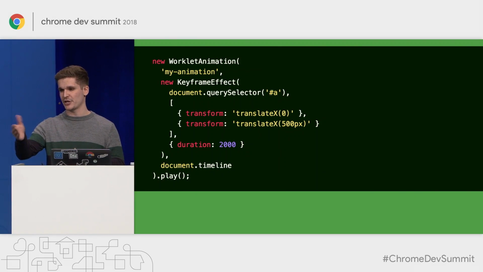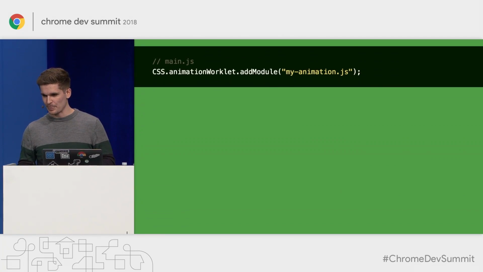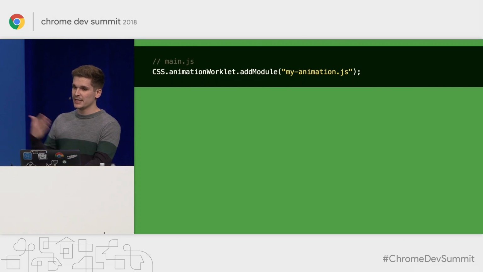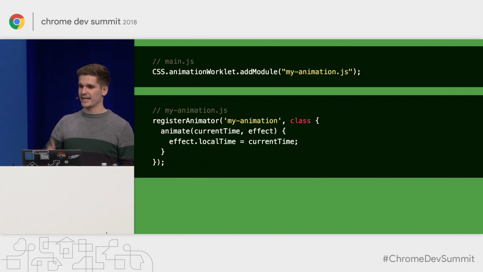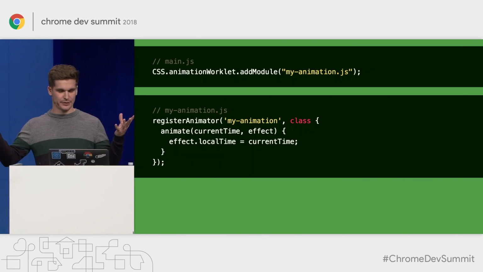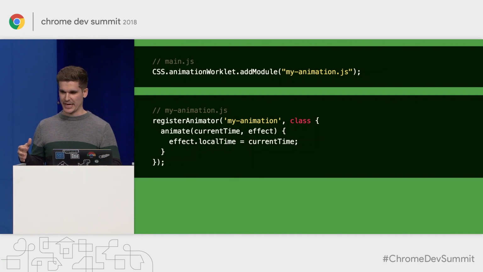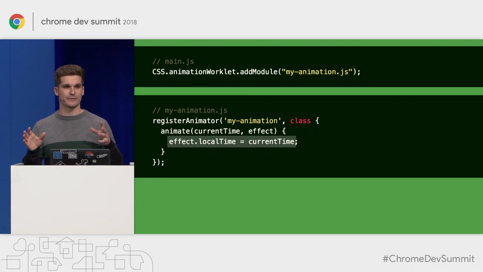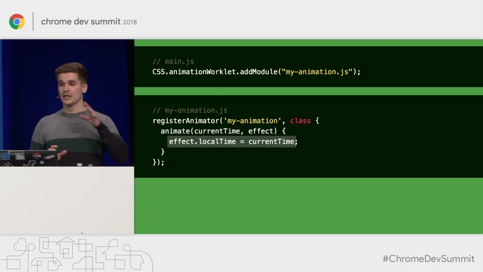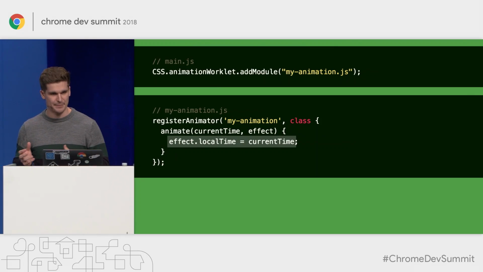So we have a keyframe effect that we target an element with, and we have 2 keyframes that we want to use within 2 seconds. Now we have an animation worklet on the CSS namespace and can call addModule. And now within our animation file, we can use JavaScript. We have an animate callback where we get the current time and the effect of the animation. And now it's our job to set the local time of the effect, depending on the current time. If we do it like this, where we don't think about it, it's literally a pass-through, and it will behave just like a normal Web Animations API animation. But this is JavaScript, so you can basically implement arbitrarily complex time mappings.